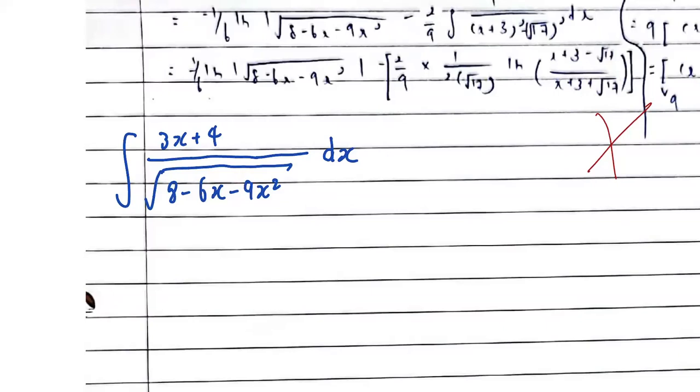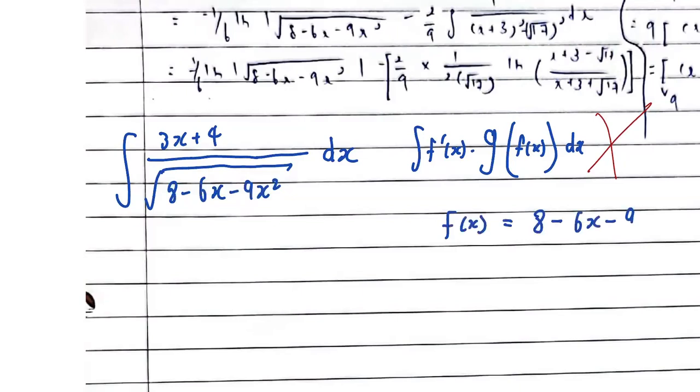You can interpret this as, remember the rule was what? Integral of f prime of x multiplied by g of f of x dx. So what is our function g? Wait, let's identify what's our f of x first. The 8 minus 6x minus 9x squared. Yes, correct. So that means that f of x, if we let that be the thing underneath the square root, then we need to now identify what's our g.